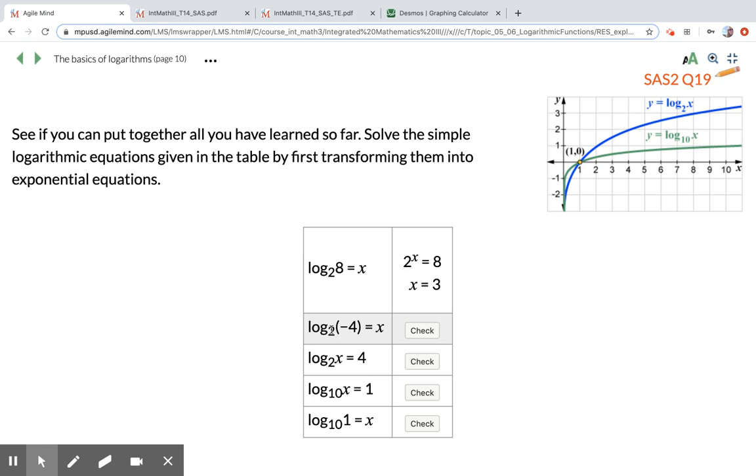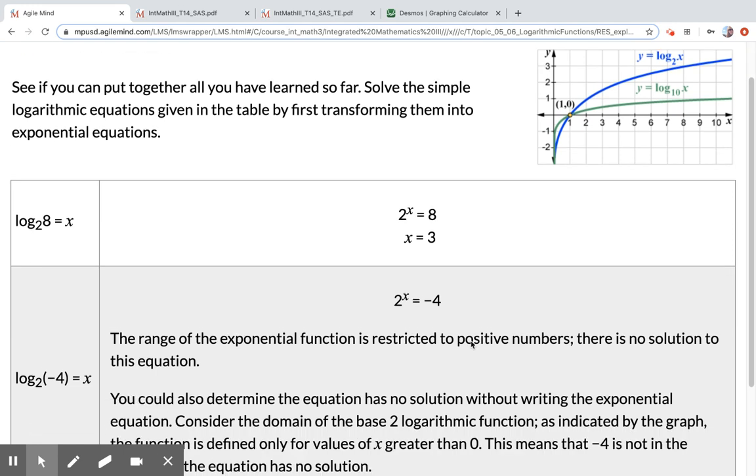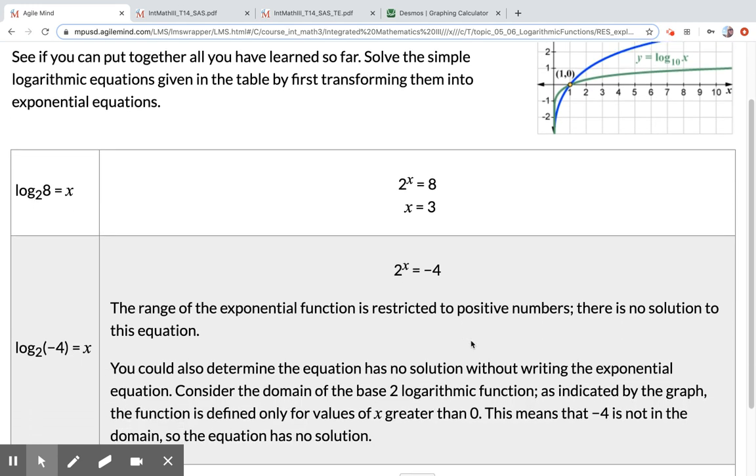Next one, I've got a base of 2, an exponent of x, and my argument is -4. So I'm going to say 2 to the x power equals -4. But I came across a problem here. There's no solution. 2 to the second power would equal 4, but there's nothing that's going to be 2 squared equals -4. That doesn't work. So this actually does not exist.